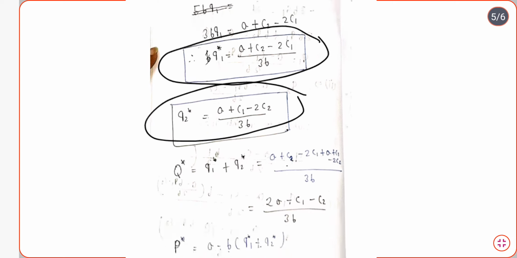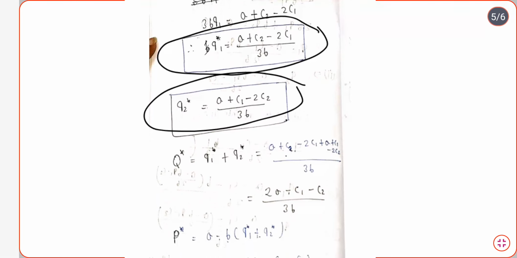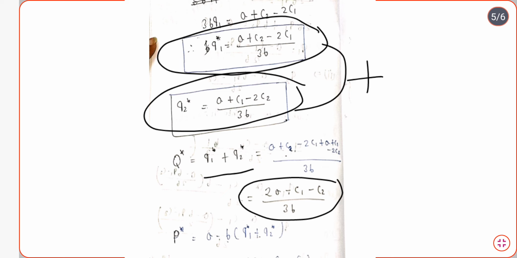Now what is the total market output or entire market output? The total market output is Q star, that is Q1 star plus Q2 star, and this is the ultimate result of the total market output. Q1 star and Q2 star both are obtained here. We have just added both the values.